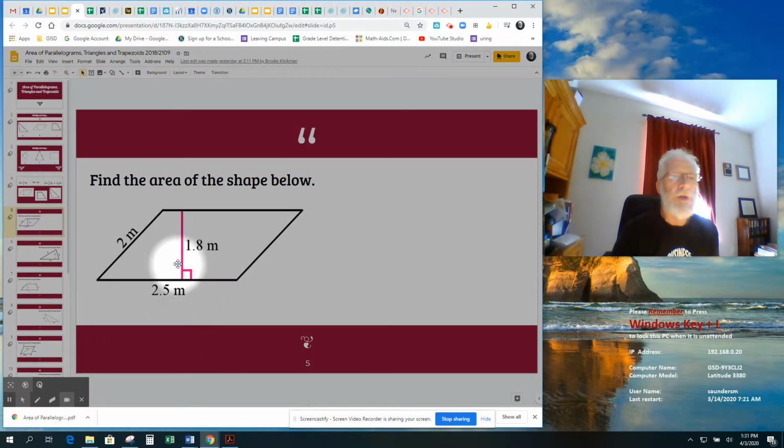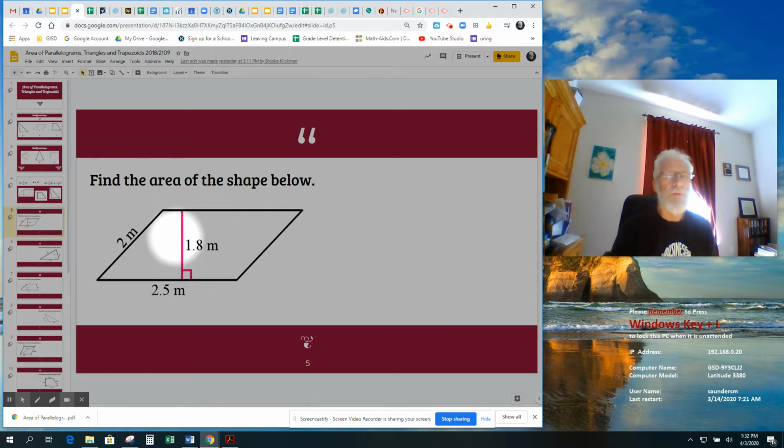So remember I told you that on parallelograms, the height has to be measured as the perpendicular to one of the bases. And so here, this little pink line right here has the indication that this is a 90-degree angle. And so this pink line is perpendicular to this side. And so we're going to call 2.5 meters our base, and our height of a parallelogram is that distance measured perpendicular to the base to the top of the figure, so 1.8 meters.